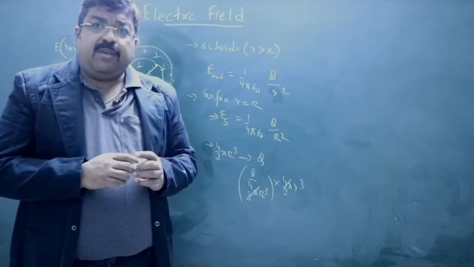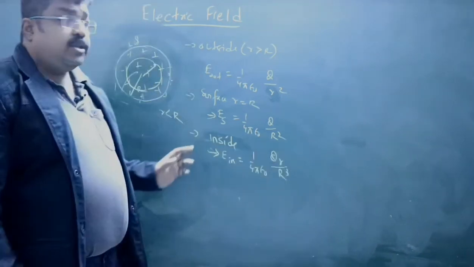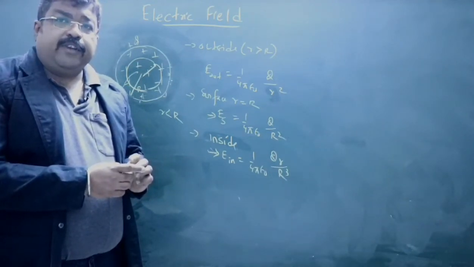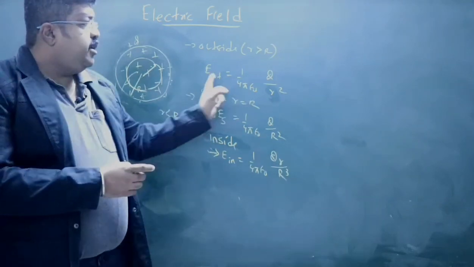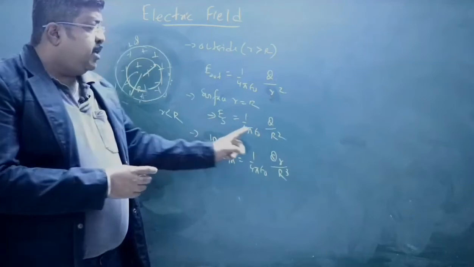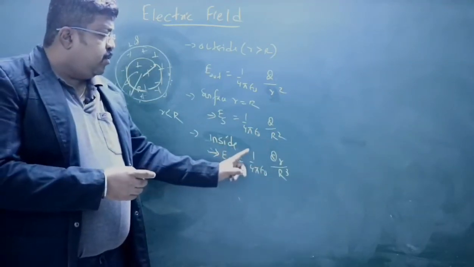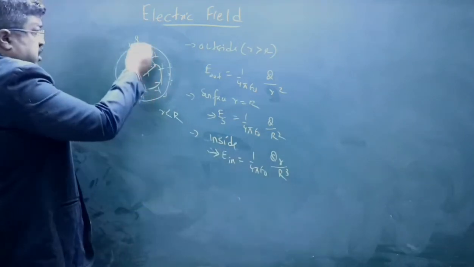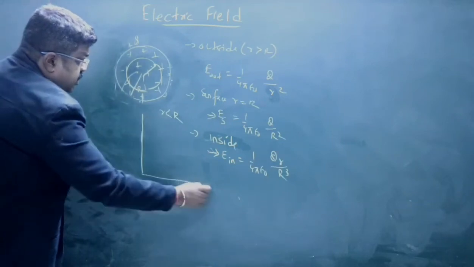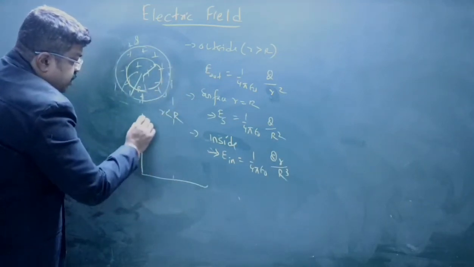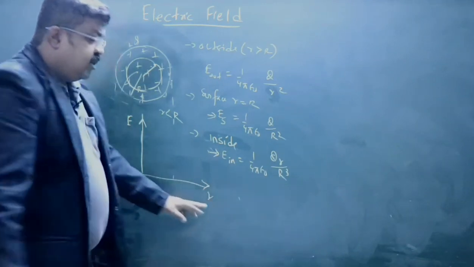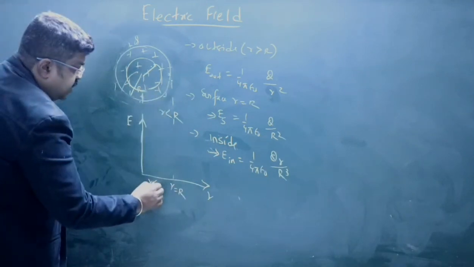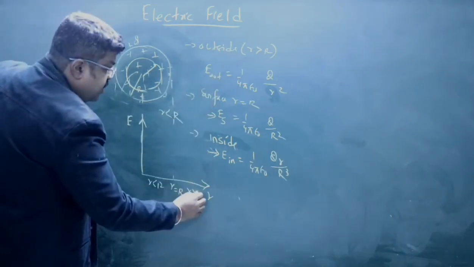Let's see the graphical behavior of the electric field intensity. So this is the expression for electric field for a solid uniformly charged sphere. Outside, E is inversely proportional to r square. On the surface, electric field intensity is maximum. Inside, E is 1 by 4 pi epsilon naught Q r by R cube, so electric field intensity is directly proportional to r. This is the solid sphere and this is the surface. In this direction, this is electric field, this is r, the distance from the center. If you are on the surface, r equals R. If you are inside, r is less than R. If you are outside, r is greater than R.